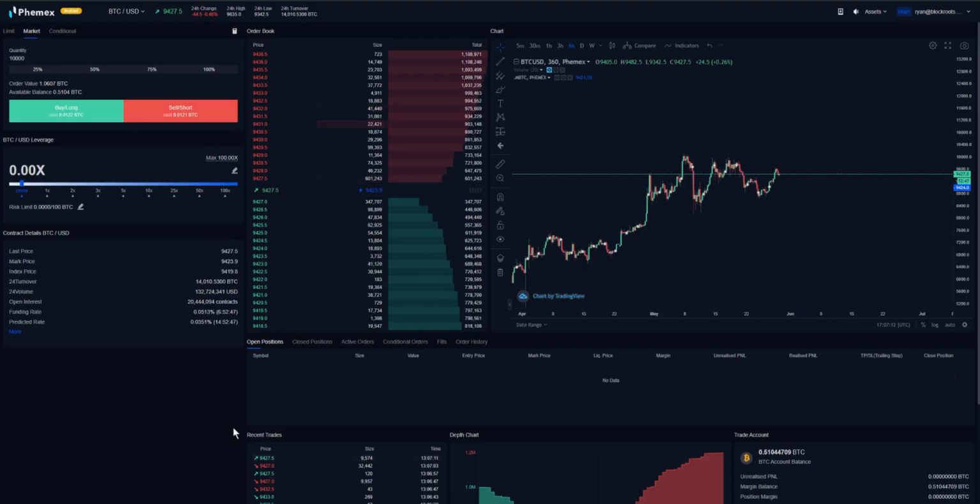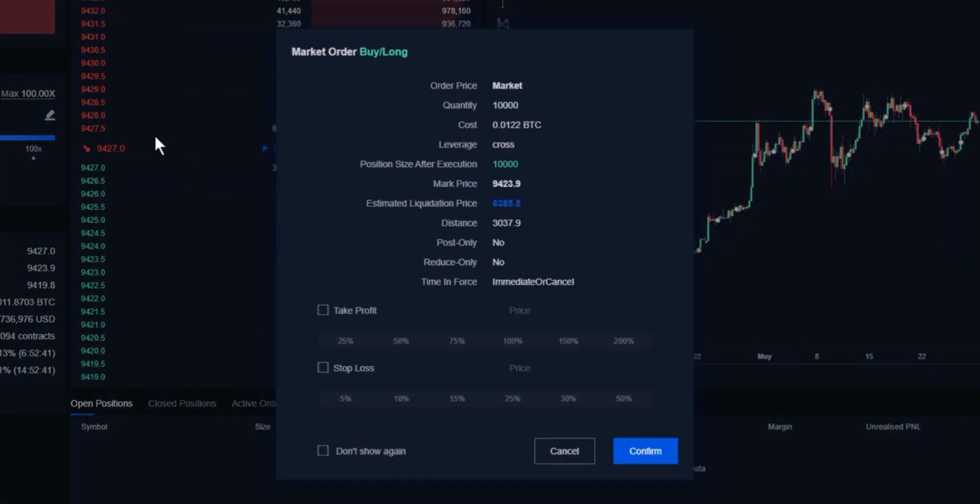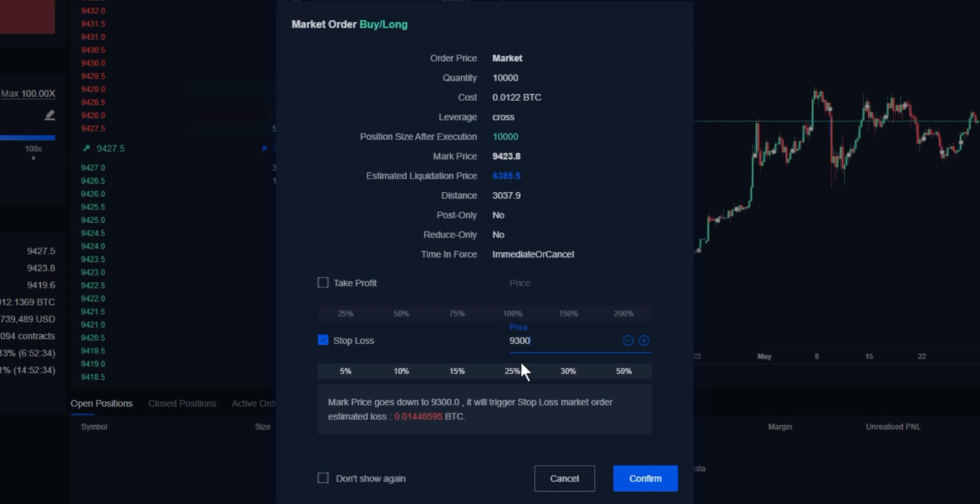All right, so let's talk about how to place a trailing stop. In this example, we're going to open up a long with Bitcoin. We're going to buy long, and we're going to place a stop loss as well. Currently price is at 9,427. We're going to place a stop at 9,300.